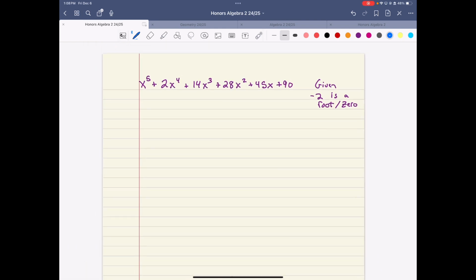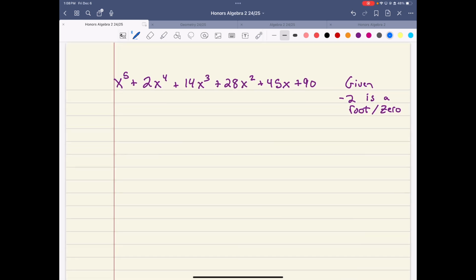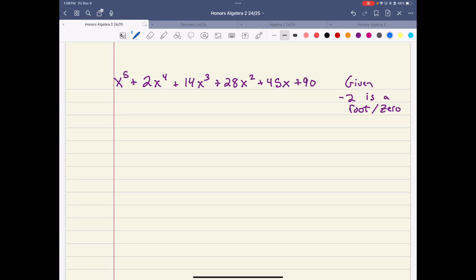And I want you to do this one yourselves. Given this time that -2 is a root. So this one, -2 is a root. I'm not giving you the factor. I'm giving you that -2 is a root or a zero. Same thing. Go ahead and factor it completely. Find the zeros and sketch the graph.